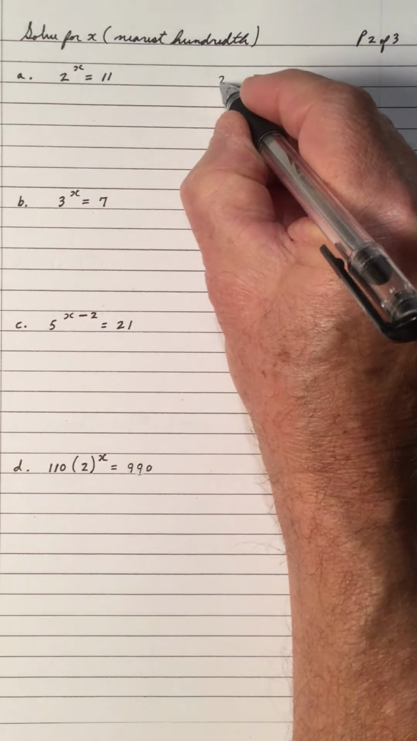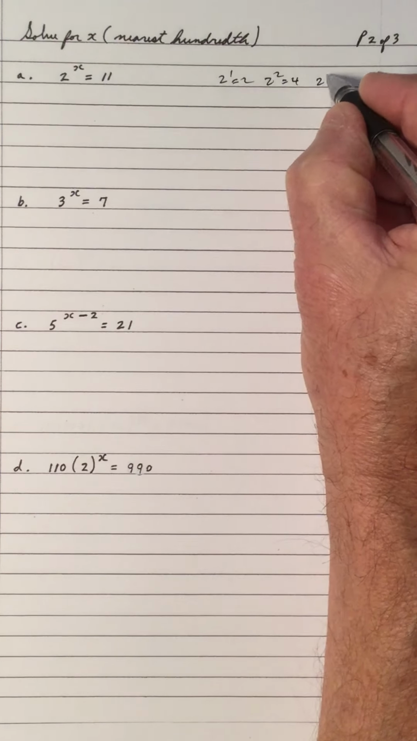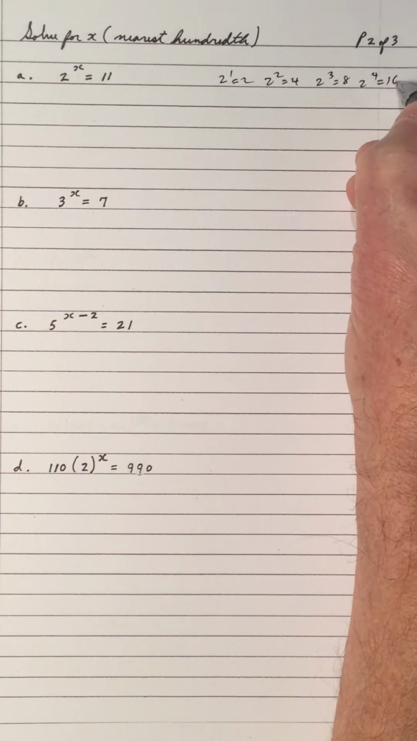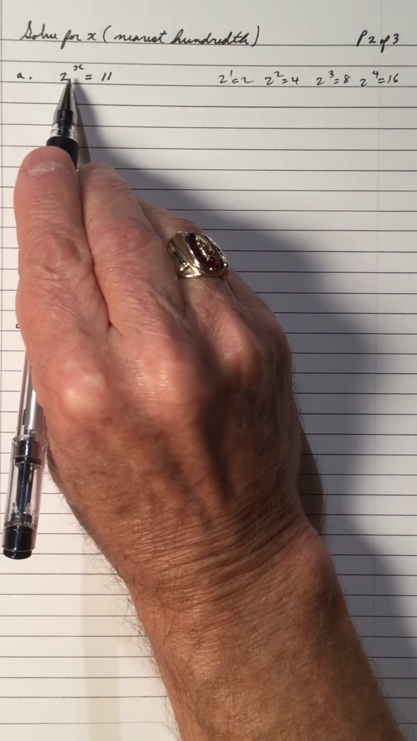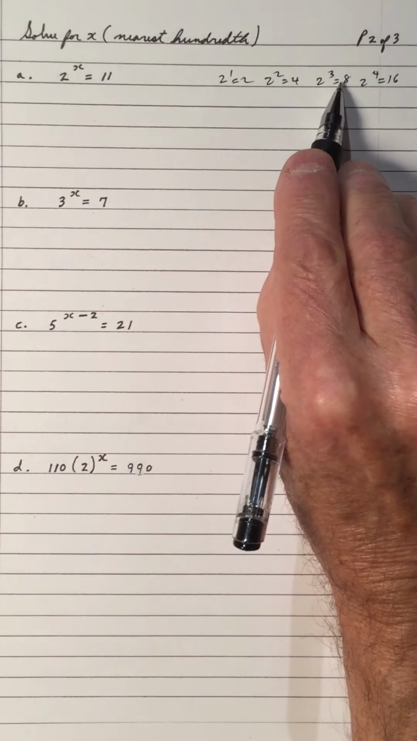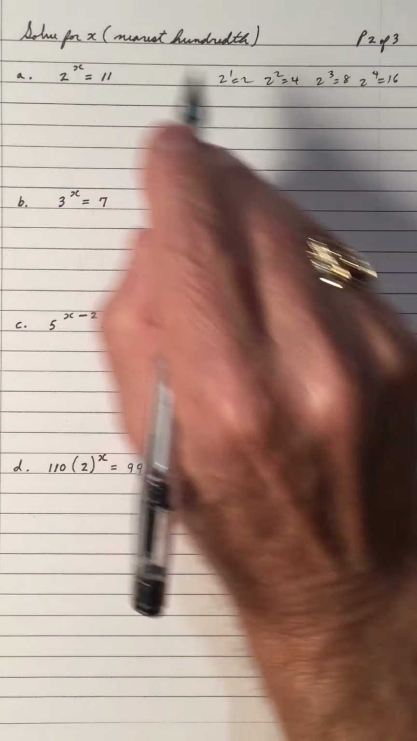So 2 to the 1 is 2. 2 squared is 4. 2 cubed is 8. 2 to the 4 is 16. So that means 11 is between 8 and 16, so the power of x is between 3 and 4.